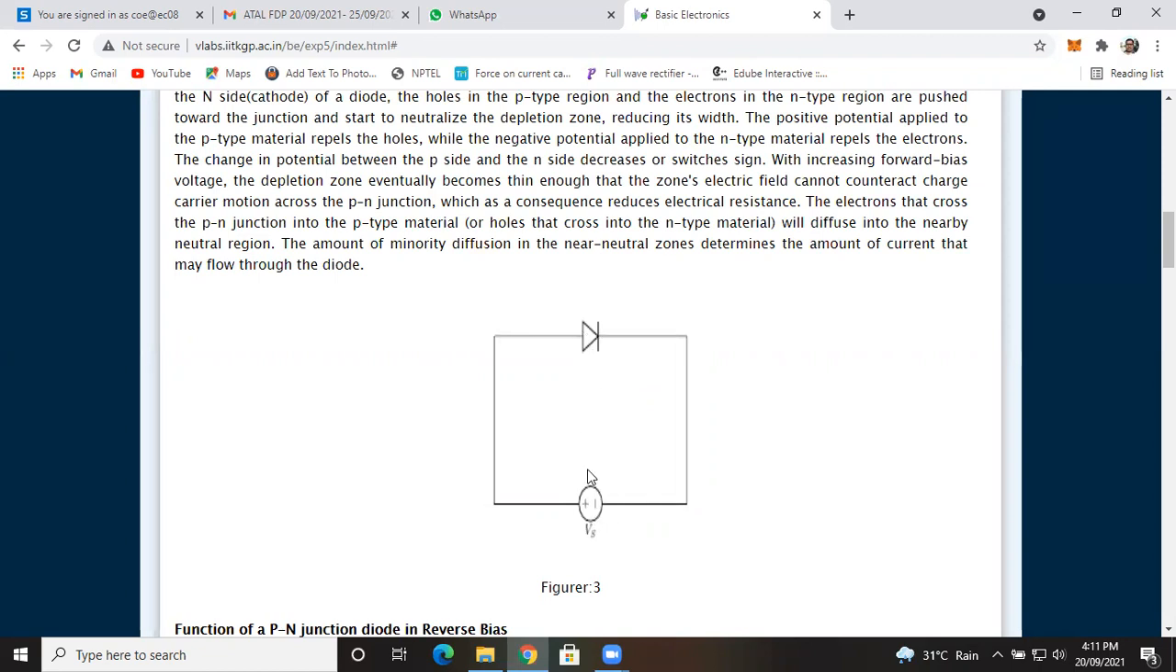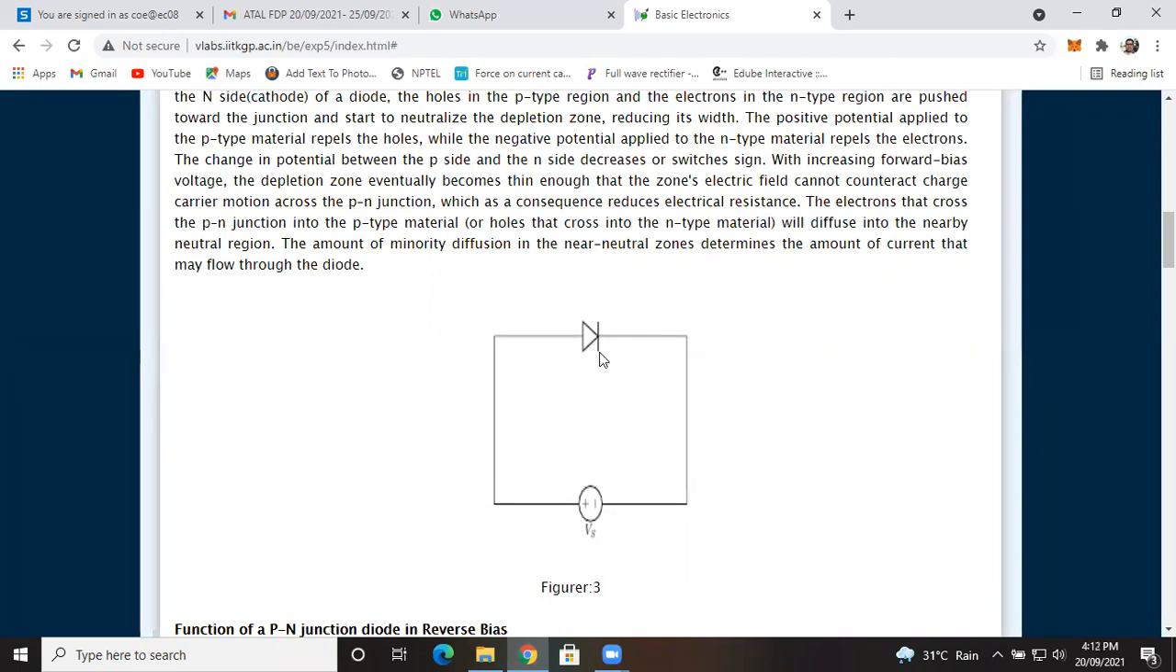Suppose this external voltage Vs is less than the barrier potential, then no current will flow through the forward bias diode. But when this external voltage goes above the barrier potential, the barrier potential is overcome and current can flow through it.